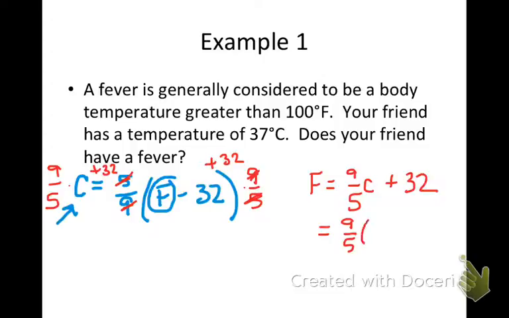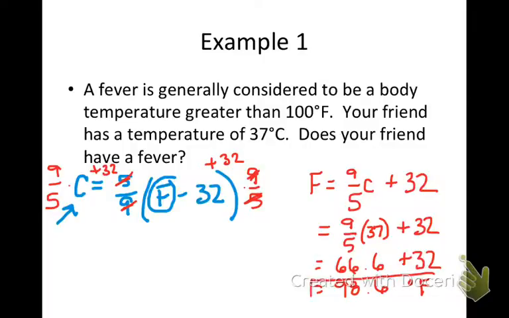So 9/5 of 37 plus 32. If I solve that, I get 66.6 plus 32, which is equal to 98.6 degrees Fahrenheit. Okay. And so to answer the question, does my friend have a fever? No.